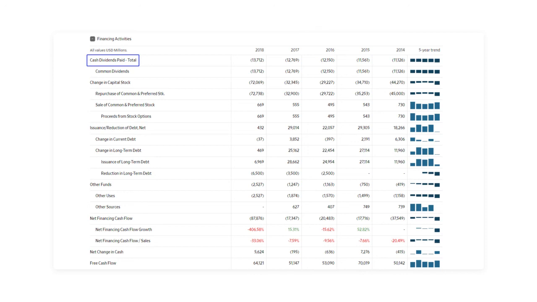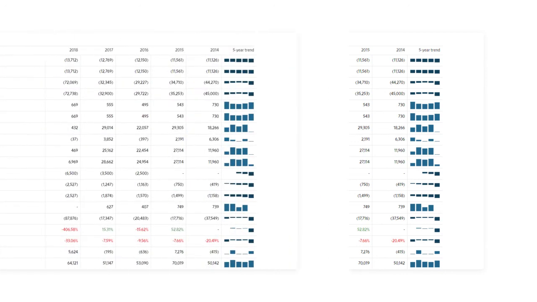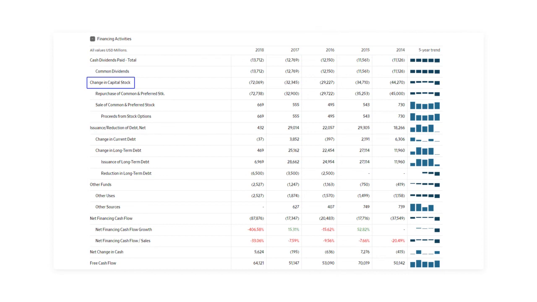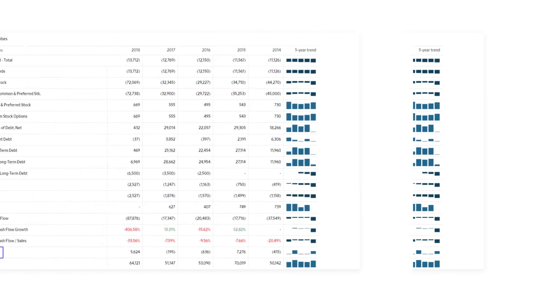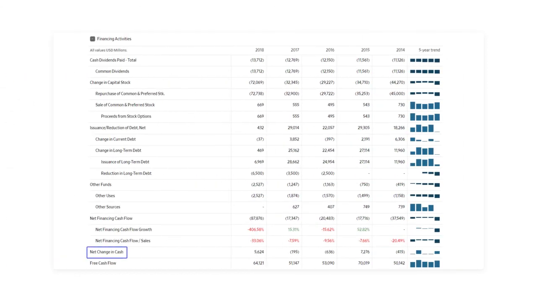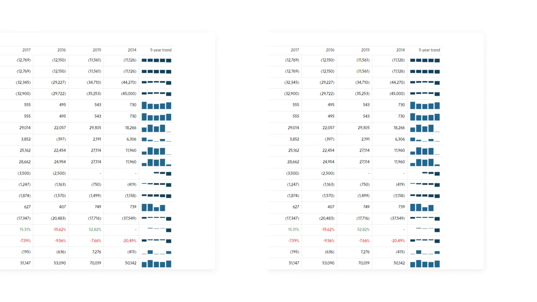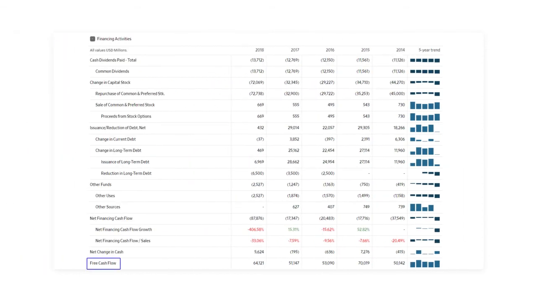Cash dividends paid is the amount paid in the form of dividends. Change in capital stock, the amount of income from the sale of shares and the cost of their repurchase. Issuance of long-term debt, the amount taken as long-term debt. Reduction in long-term debt, the amount spent on the return of long-term debt. Net financing cash flow, net financial cash flow obtained by adding all the income and expenses in this section. Net change in cash, a net change in cash on the company's balance sheet. Free cash flow obtained by adding the operating cash flow to capital costs.